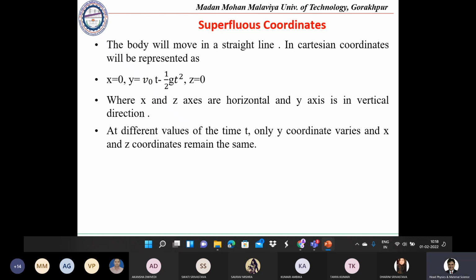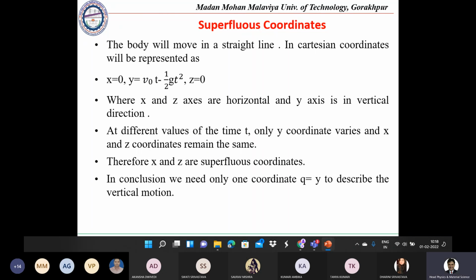At different values of t, only the y coordinate varies, and the x as well as the z coordinate remains the same. Therefore, x and z are the superfluous coordinates in this case. In conclusion, we need only one coordinate, that is q is equal to y, to describe the vertical motion of a system here.